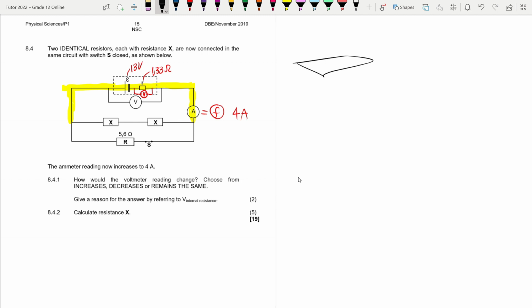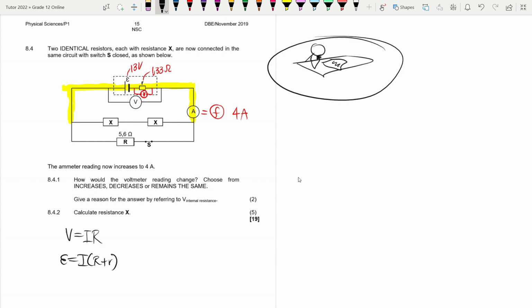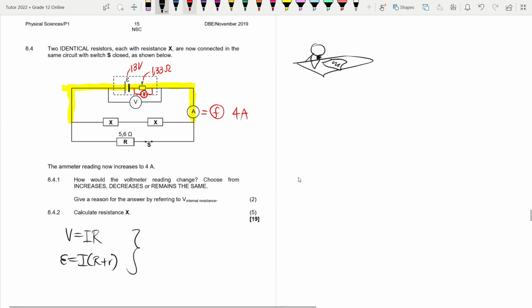So let's say you are sitting at your desk, figuring out what do I do? You're holding your head. In circuits, what you can always do is write your equations down. If you don't know how to solve a question, just think of how many equations you have. E = IR + Ir. I know this happens a lot, it also happens to me, but when you have your equations down, you can figure out what you have and what you can do with it.